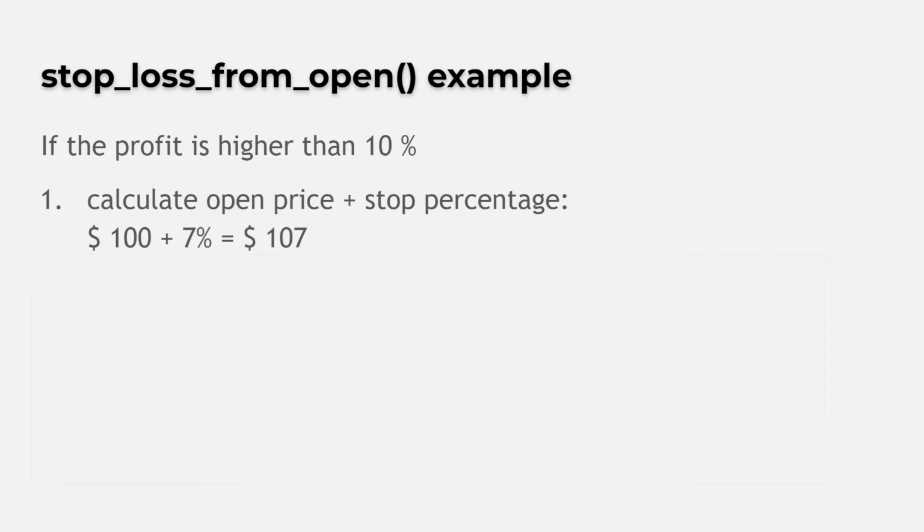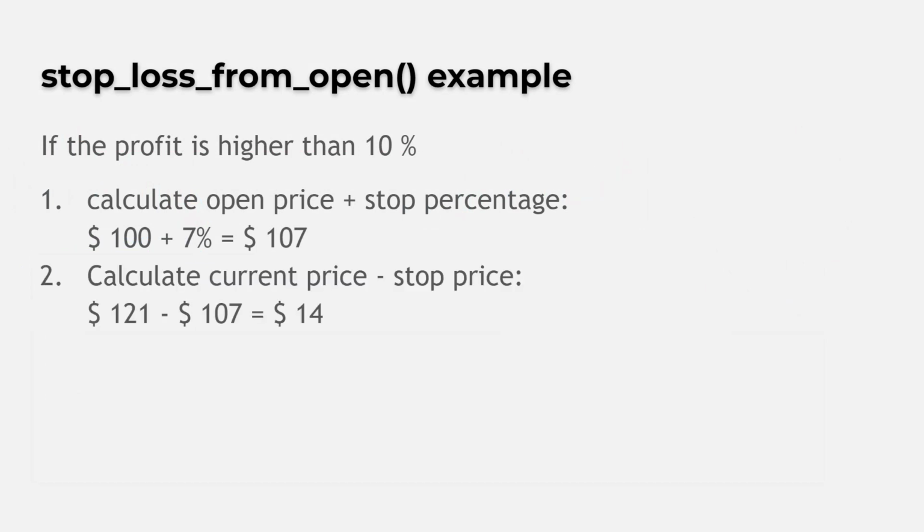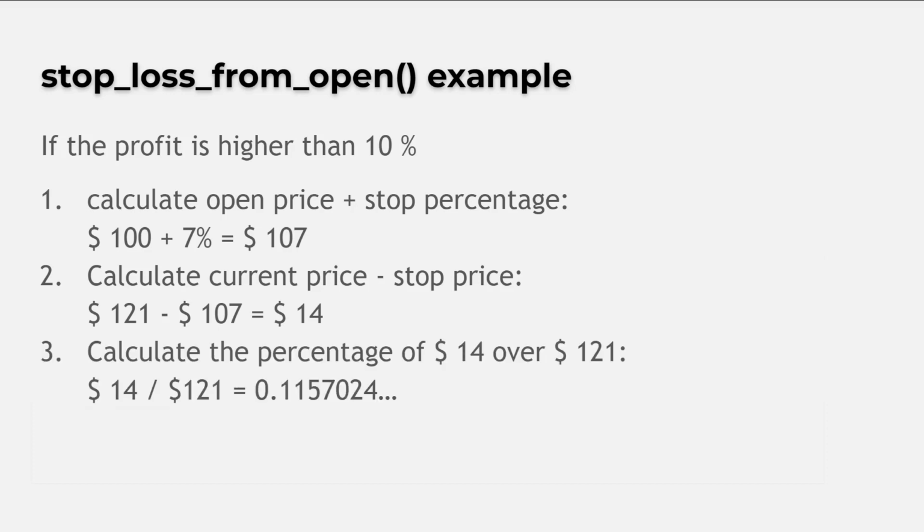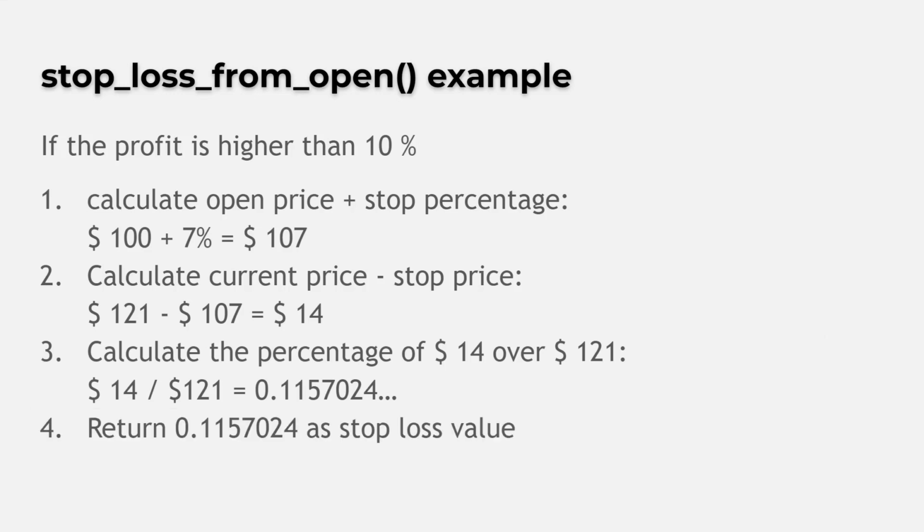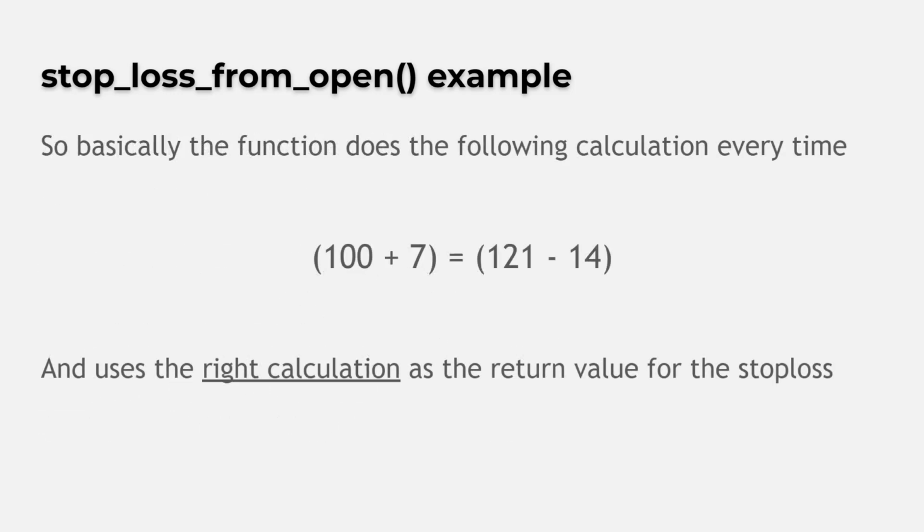I do not exactly know how this function is programmed, but I think it does the following calculation. First, calculate the open price plus the required stop loss in an absolute price. Next, calculate the difference between the stop loss price and the current price. Then calculate the percentage this difference is over the current price. And finally, return the difference as the value to set the stop loss. So in a way, this function actually calculates the return value from the current rate instead of the open value. So you still get the same result as all the other functions that I explained earlier.